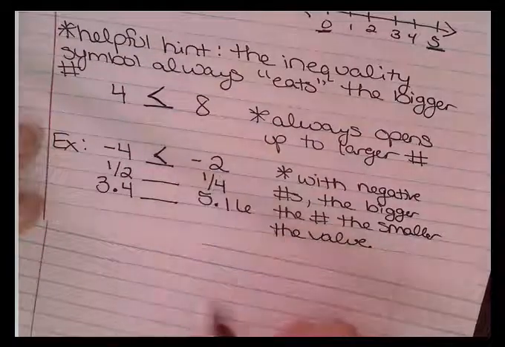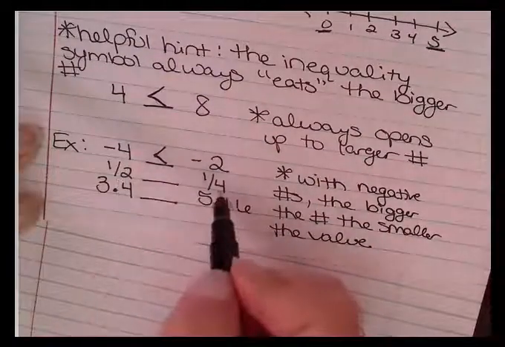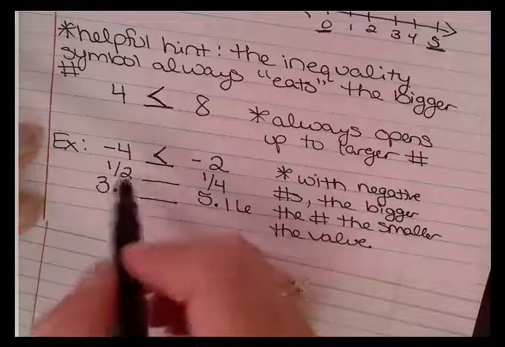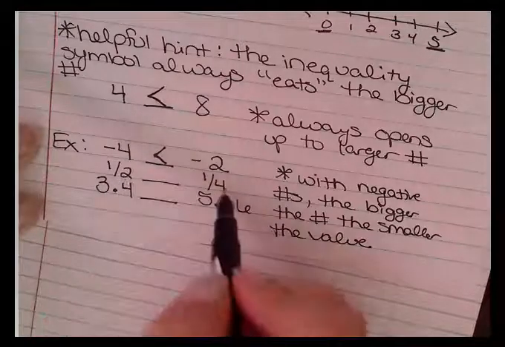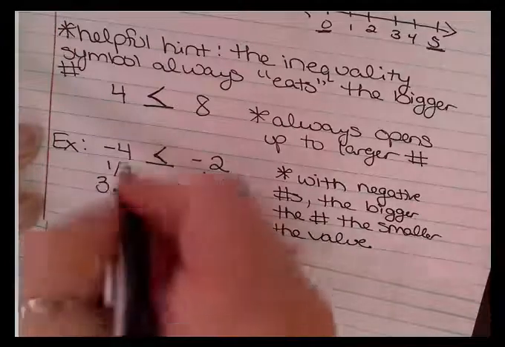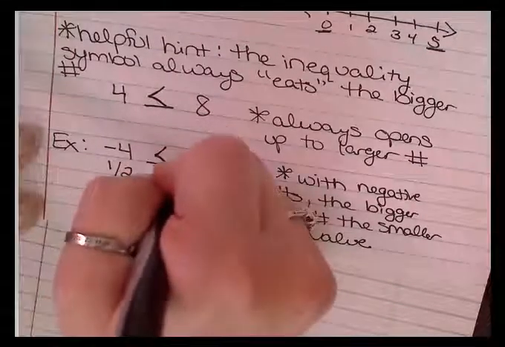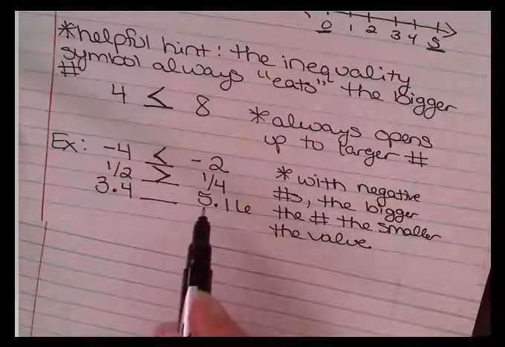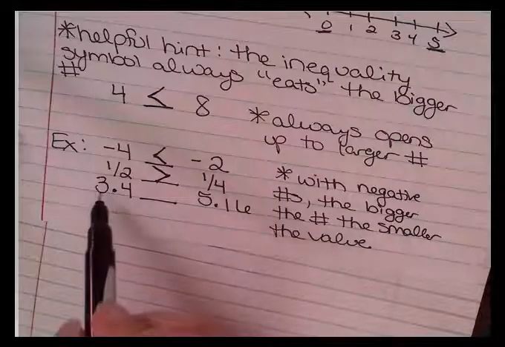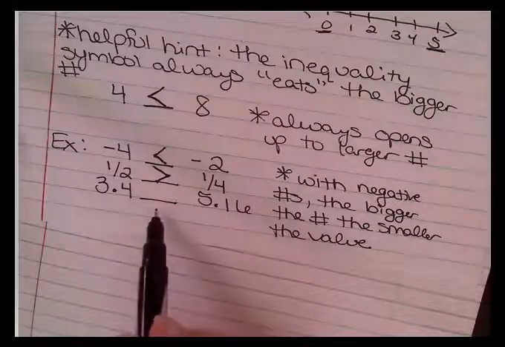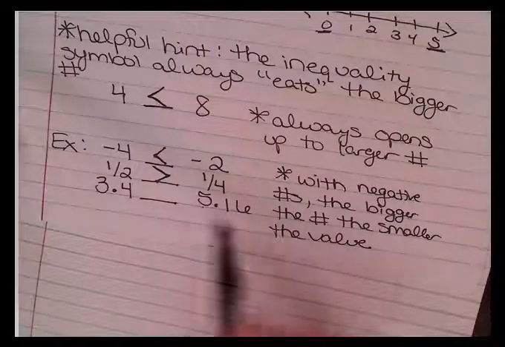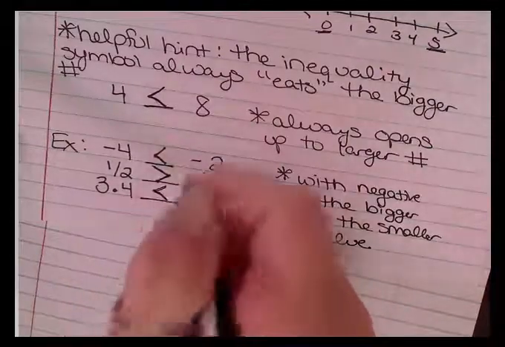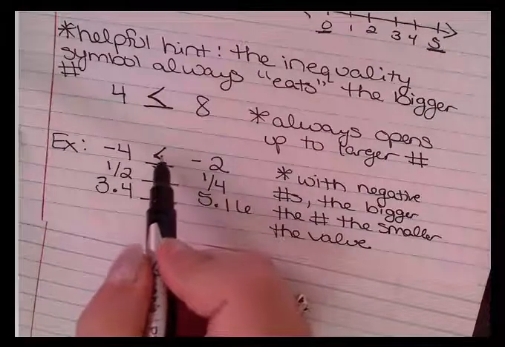Is 1/2 bigger than 1/4? Fractions can be difficult if you're not used to thinking about them, so think about pi. If you have half a pi, is that more than 1/4 of a pi? Yeah, so this is the bigger number. So half is greater than 1/4. Is 3.4 greater than or less than 5.16? So you have $3.40. Is that less than or is that bigger than $5.16? It's going to be less than. Again, notice on all three of these examples, our inequality symbol is eating the bigger number.